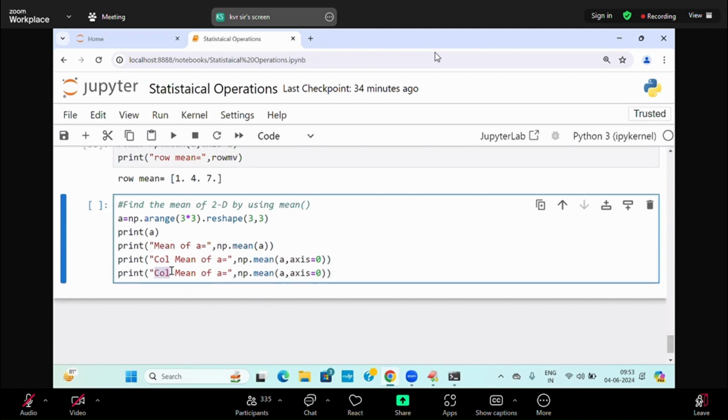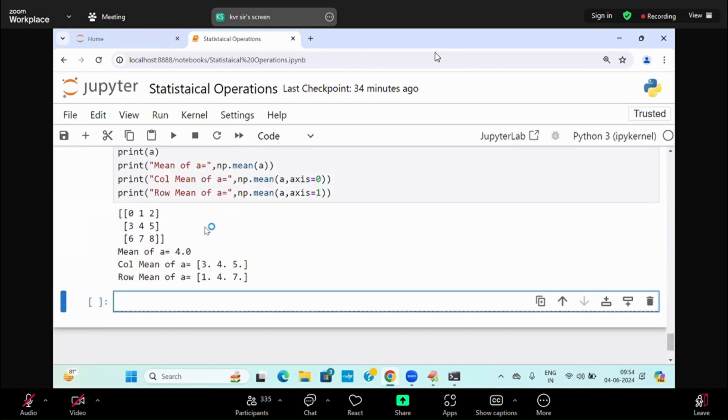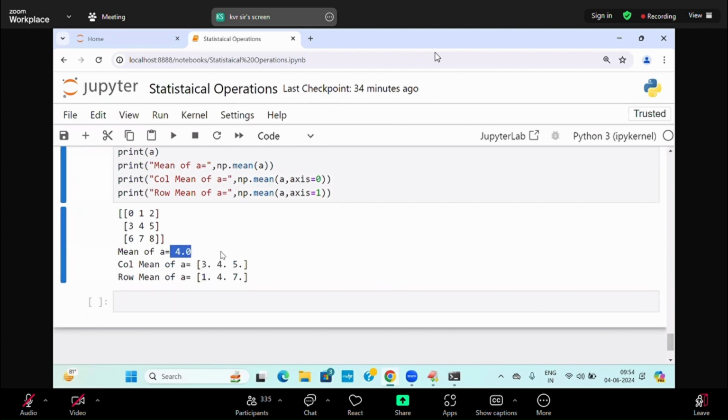Row mean I will take it. Next is called what? Row mean. Axis is 1. So try to print this data. You are getting the mean is called this one. Row mean and then column mean is coming.